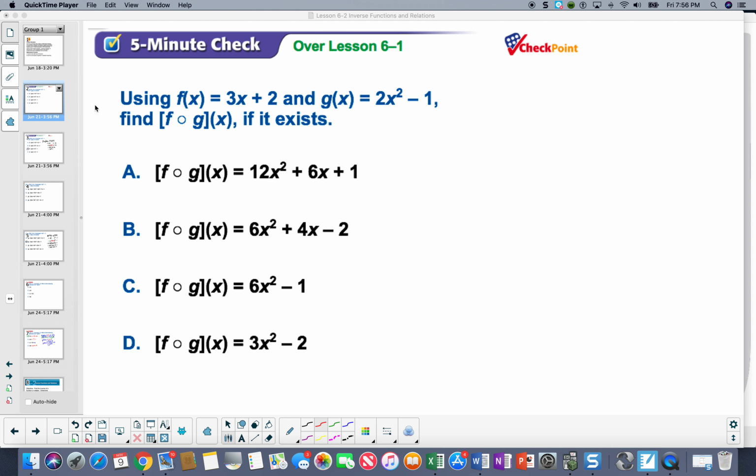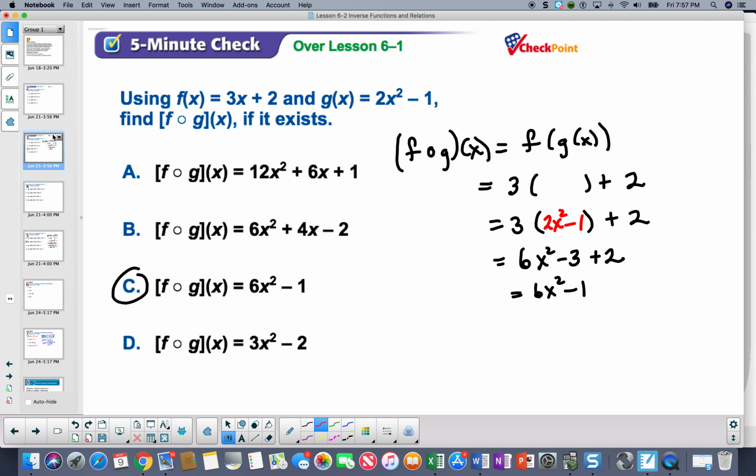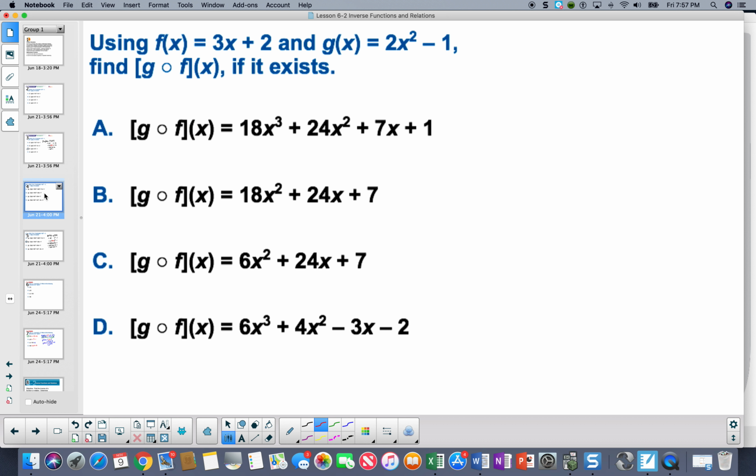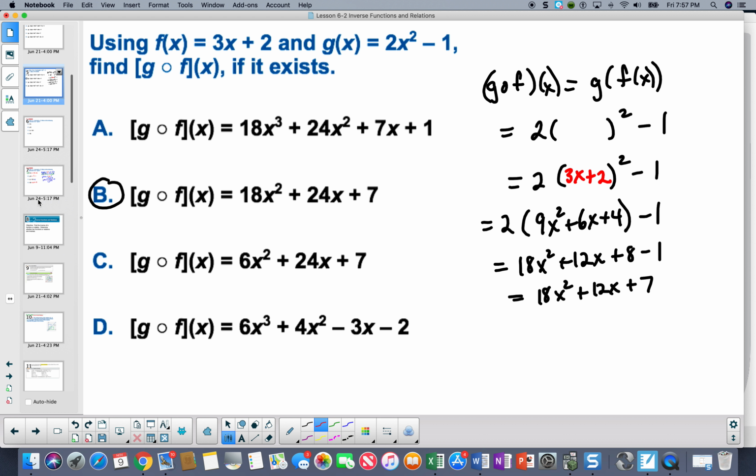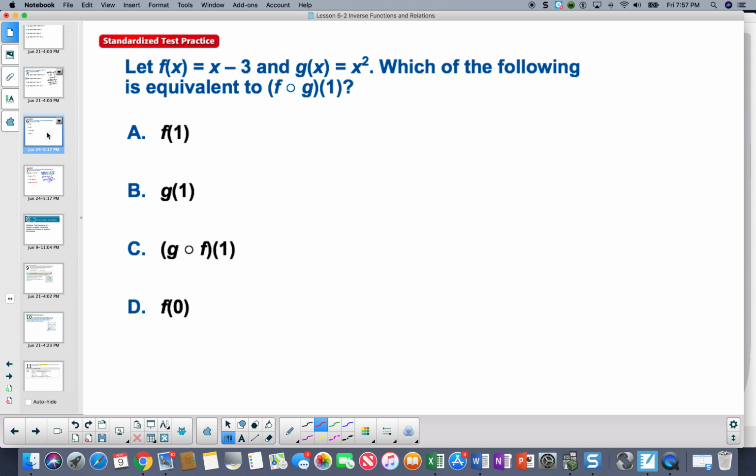Warm up for lesson 6-2. Pause to do the problem. And here's the answer. This is a practice for composition. Pause. And again, another practice for composition. Pause.